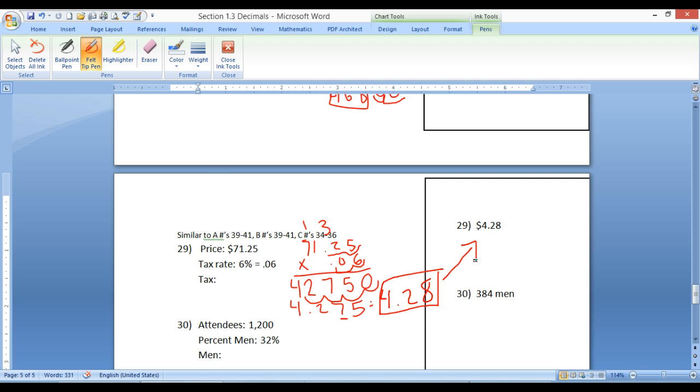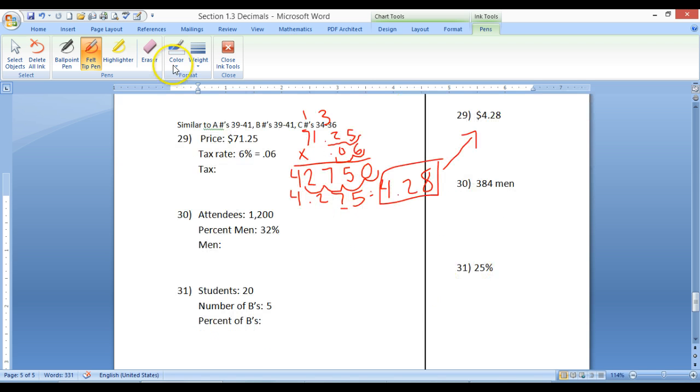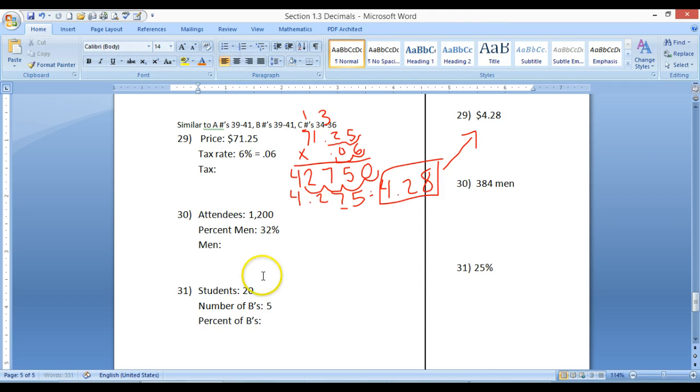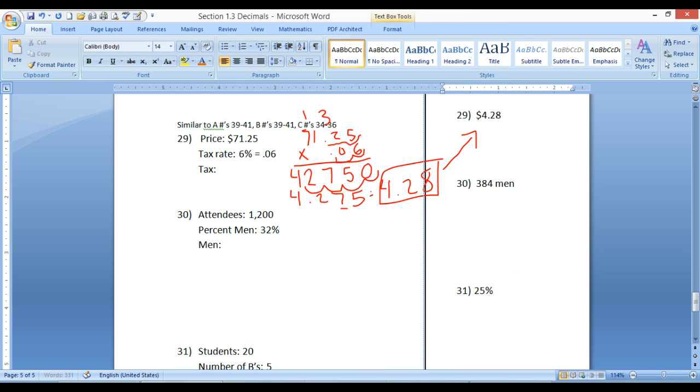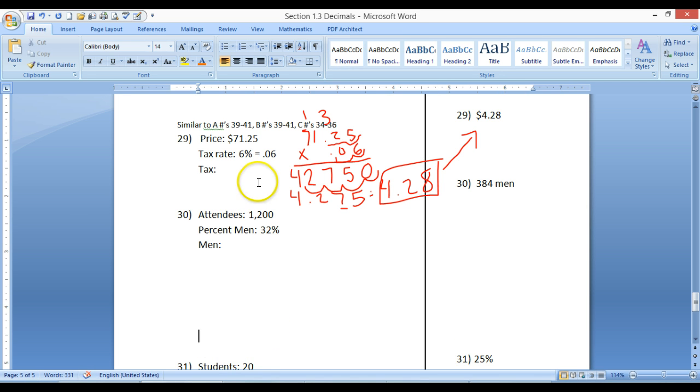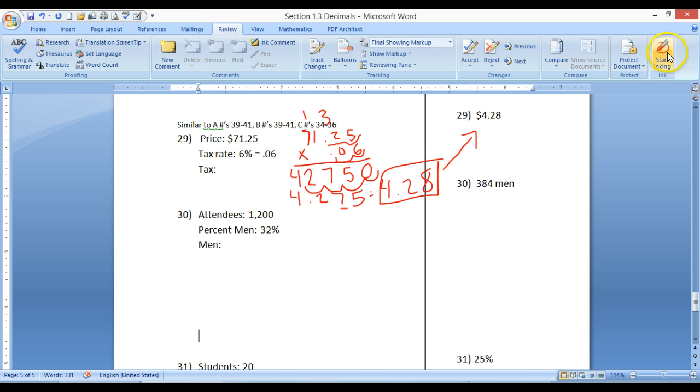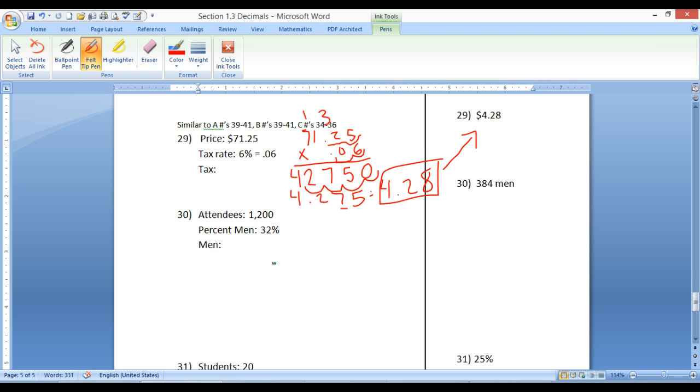Okay, let's move to the next one. This one, I'm going to give myself a little bit more room. One more. There we go. Then I have some room without erasing. Okay, just like before, we're going to work this out into our English, which is I have 32% of the attendees are men.